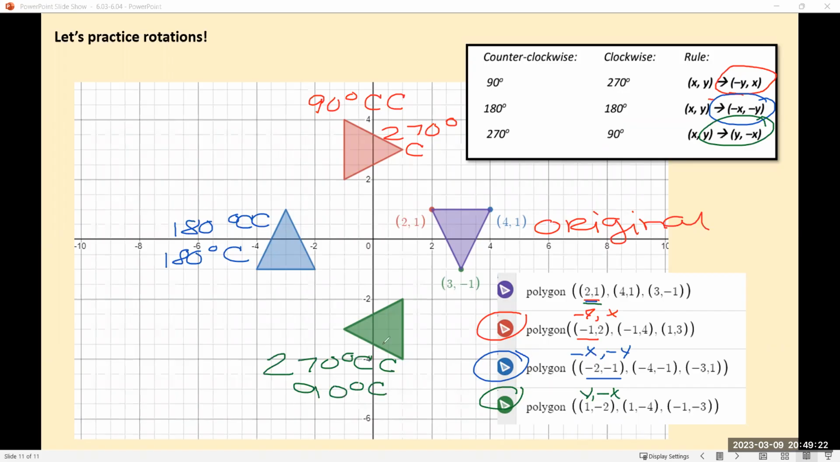So you want to be able to look at the ordered pairs, look at the graph, and determine what kind of rotation happened. Another really good spot to take a picture. Remember, again, you need to know, by looking at ordered pairs or by looking at a graph, what kind of rotation happened. These rules are super important.